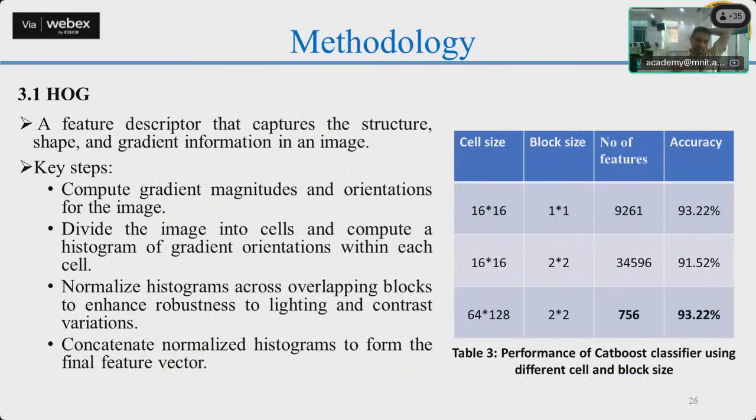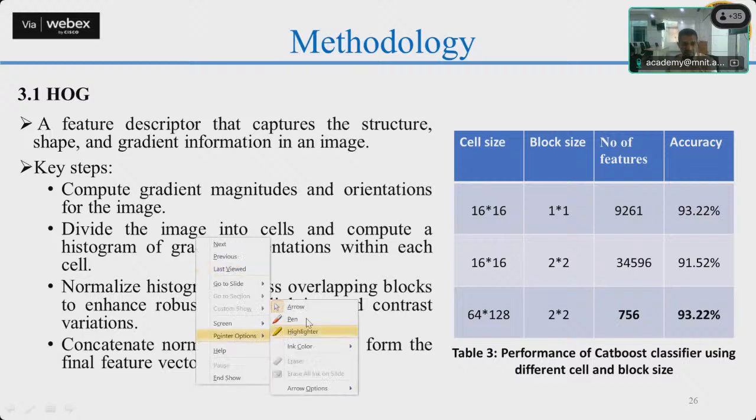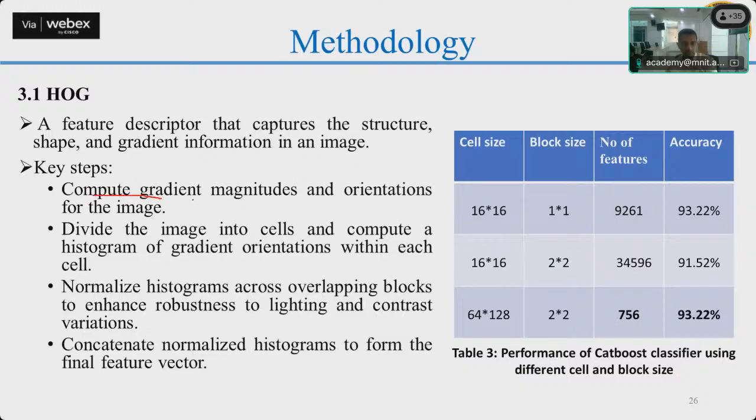So what is basically the HOG? Again, in this context, we have seen it earlier in facial expression and in our basic lecture. It is a feature descriptor that captures the structure, shape, and gradient information in an image. So what are the key steps here? The key steps are to compute the gradient magnitudes and orientations for the image. So gradient magnitude and orientation both have been taken.